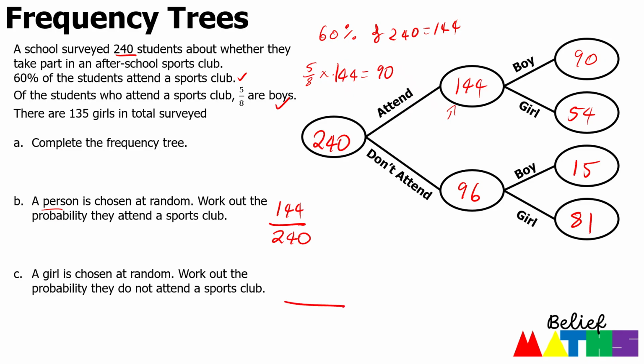The next one says a girl is chosen at random. Now we know there's 135 girls because A, we're told that, but B, we can just add these two values together. And then it says work out the probability they do not attend a sports club. Well, do not attend girls are these 81 on the bottom. So it's 81 over 135 as your answer on that one.